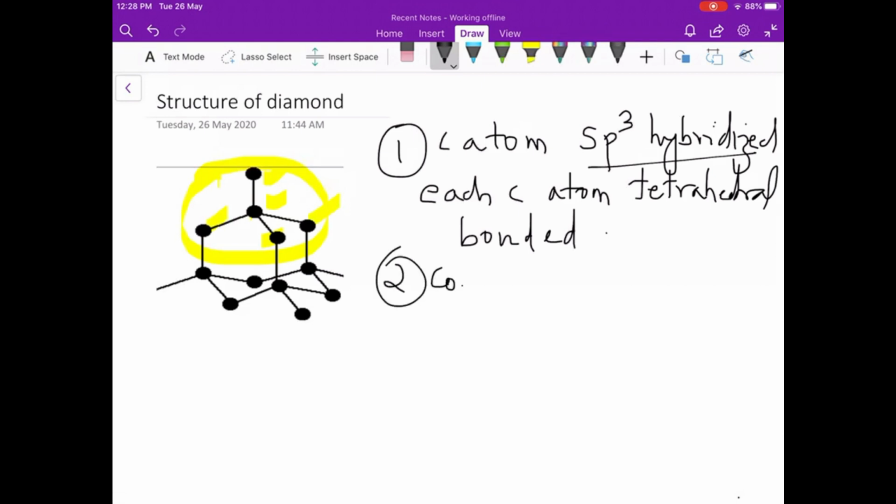And so number 2, again we will discuss coordination. So coordination number is 4. That means one carbon atom is surrounded by, or in contact with, another 4 carbon atoms all around it. So that is coordination number 4.